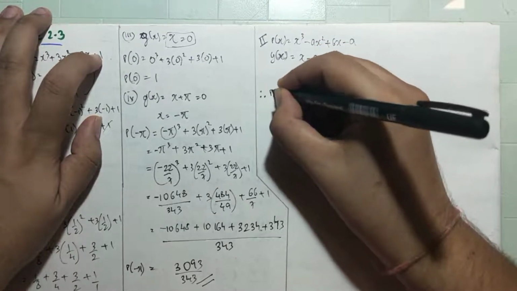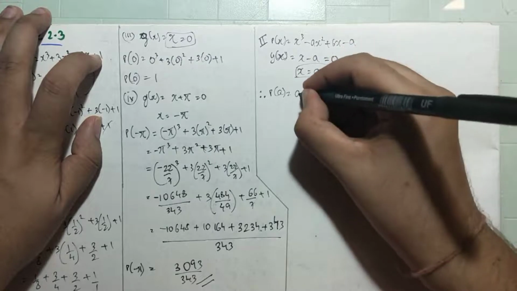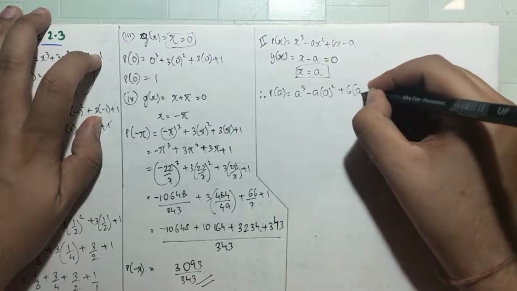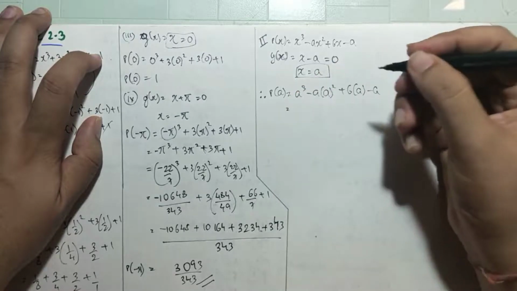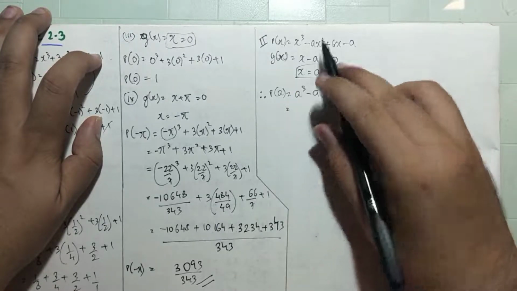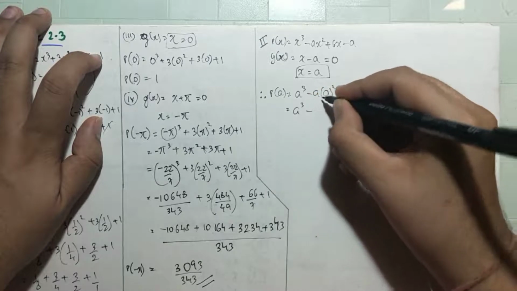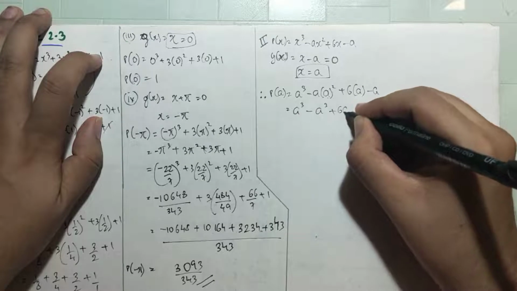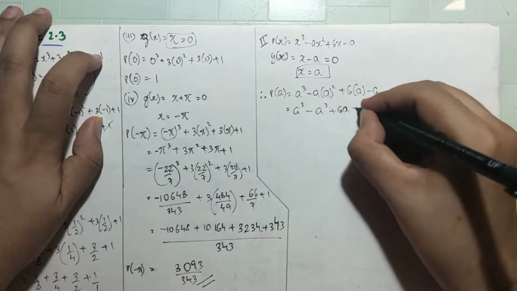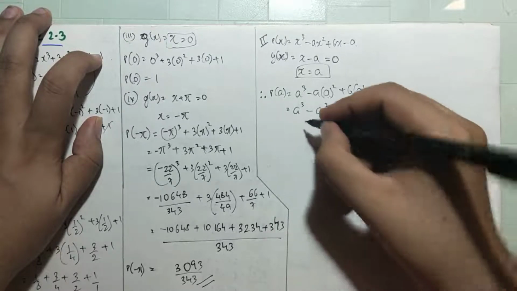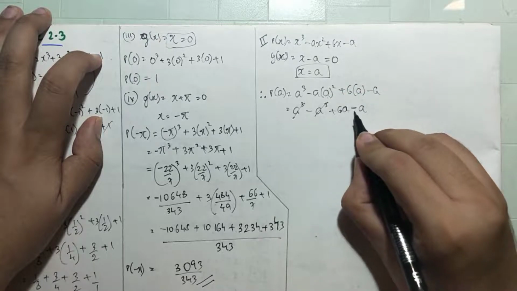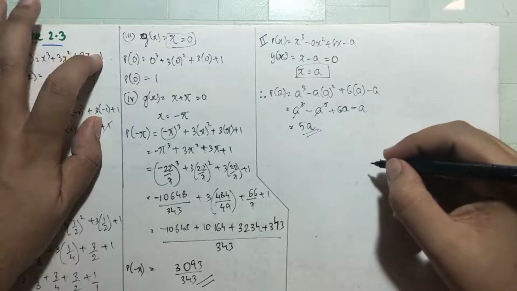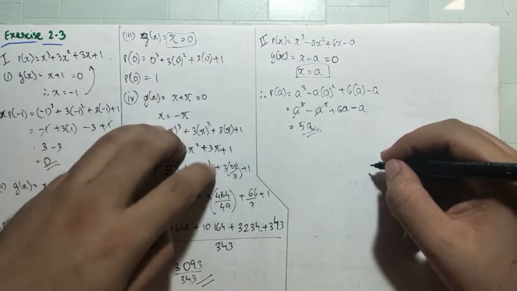Substituting this value, p of a would become a cube minus a into a square plus 6 into a minus a. Substituting the value of x as a, this will be a cube minus a into a square, which will become a cube, plus 6 into a becomes 6a, minus a. A cube minus a cube will cancel out. 6a minus a, answer is 5a. So this is the remainder when this polynomial is divided by this polynomial.